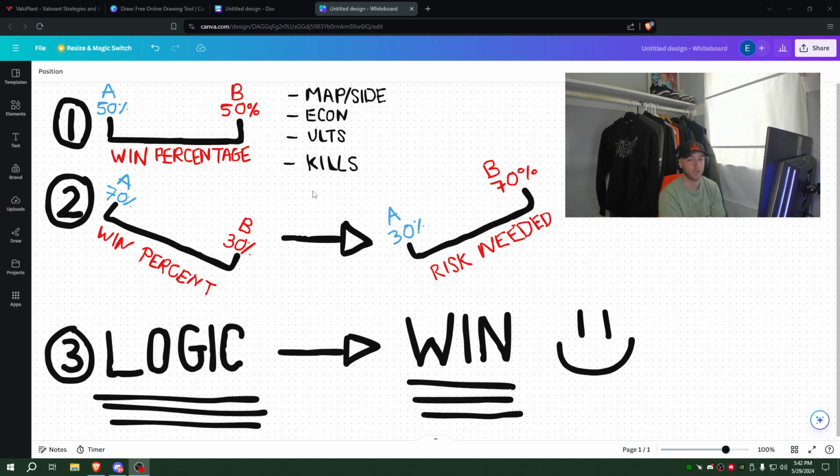And this is an arbitrary number, guys. I don't want you to focus too much on specifics. But I want you to think about what the win percentage is of the attack side: 30%. So if you have a lower win percentage in the round than your opponent, then you need to take more risks.